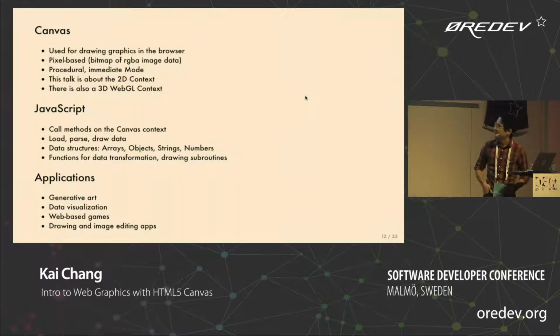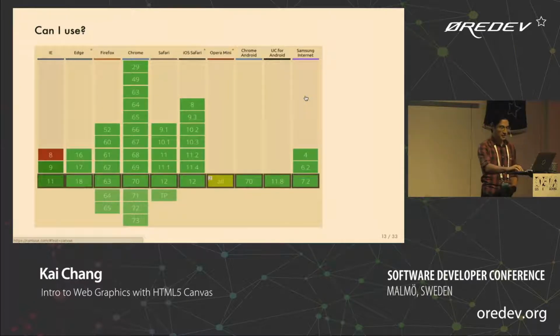This is all the boring stuff. Boring background. It's a pixel-based bitmap of RGBA image data. We're going to use some JavaScript methods on the canvas context. You can use JavaScript to load and parse, draw data, use some JavaScript data structures. Some of the applications of Canvas are generative art, data visualization, web-based games, and you can make drawing and image editing apps if you like.